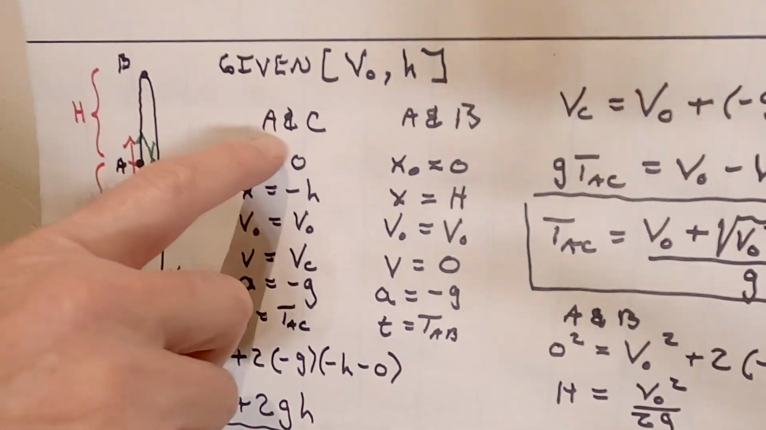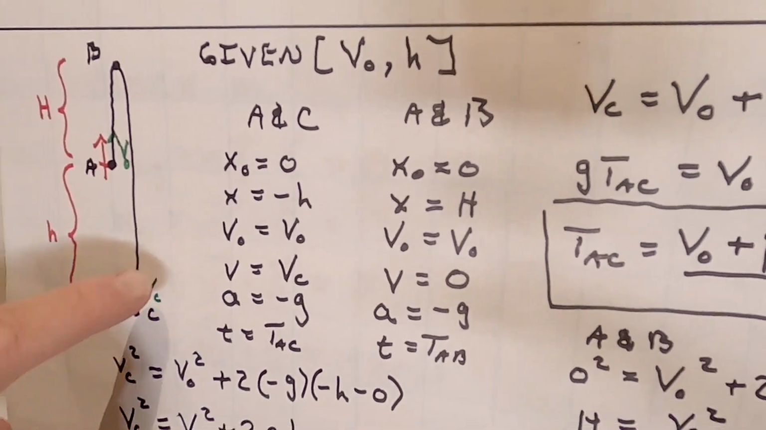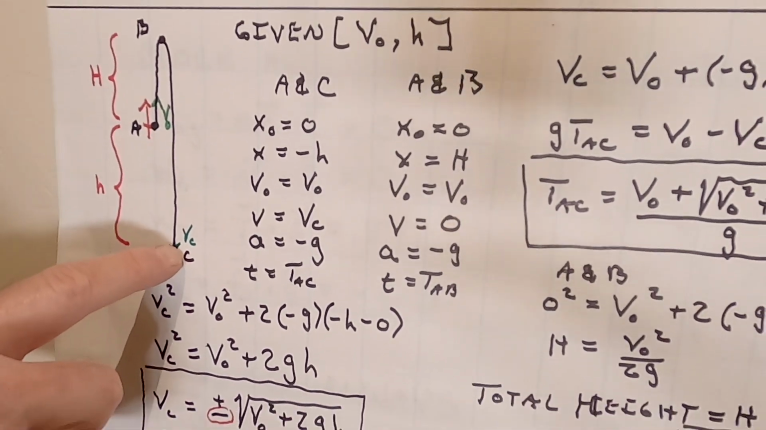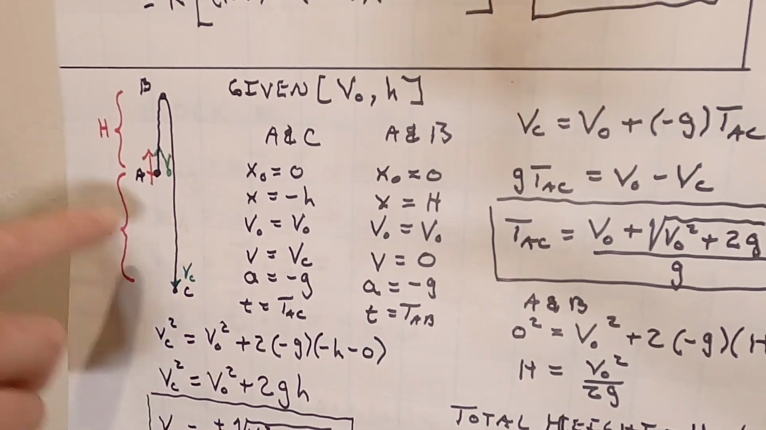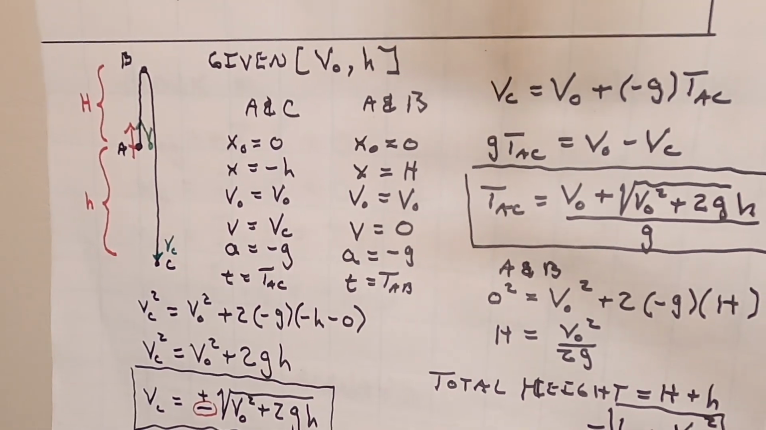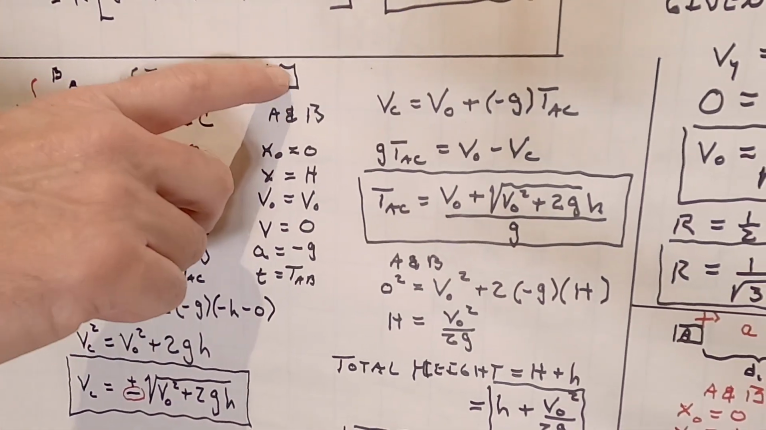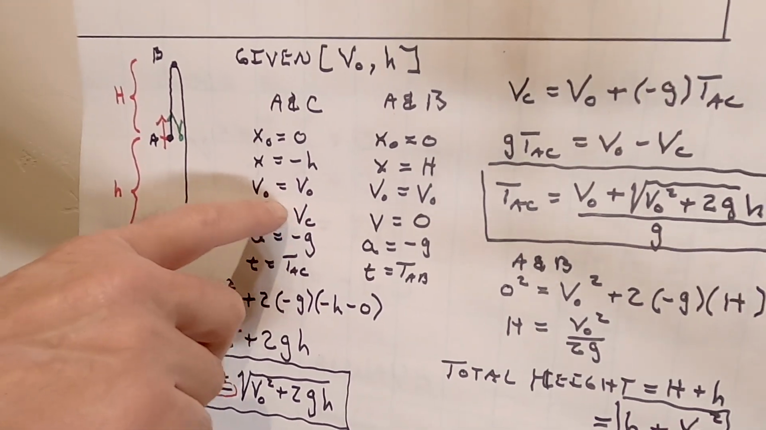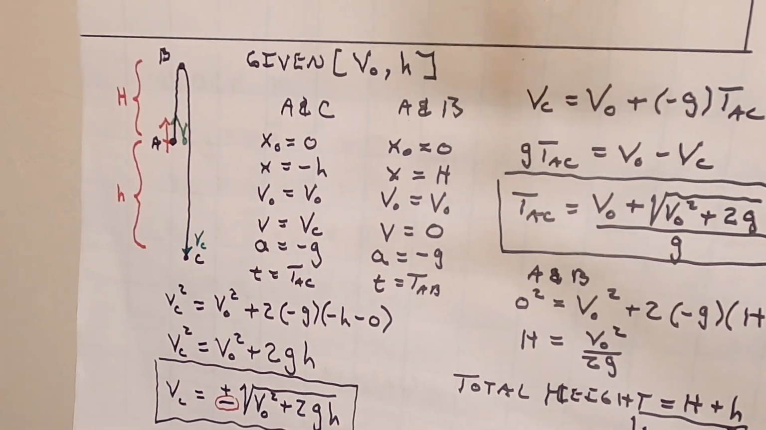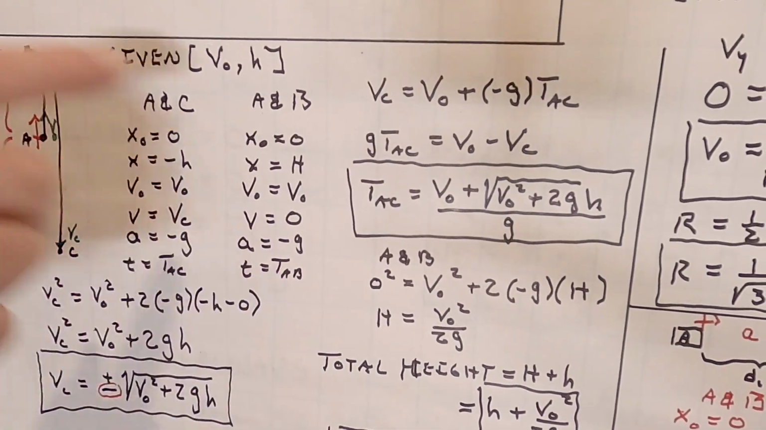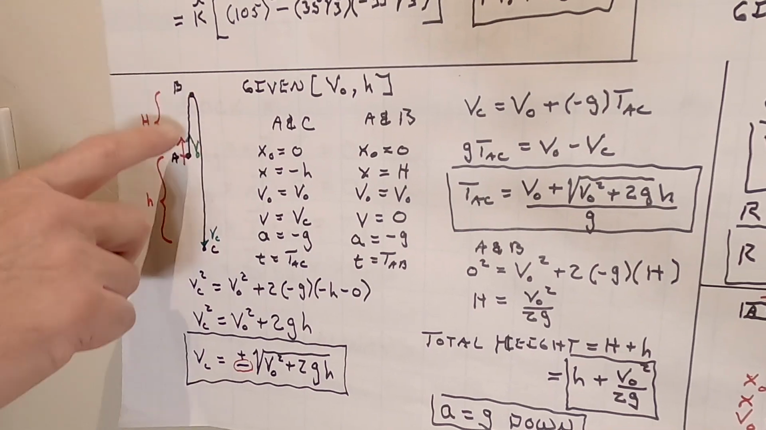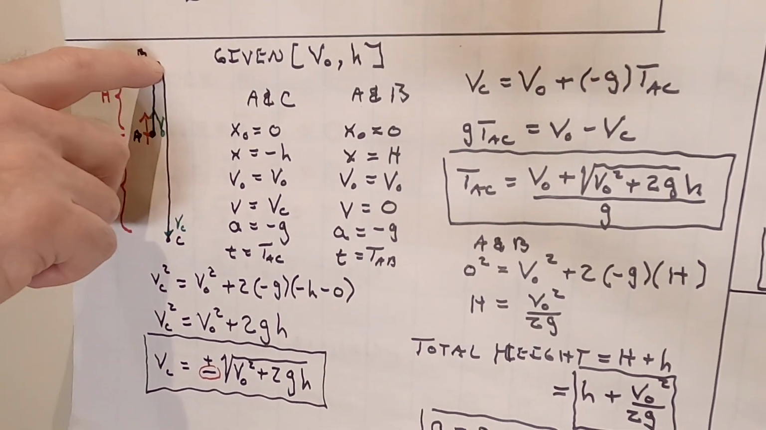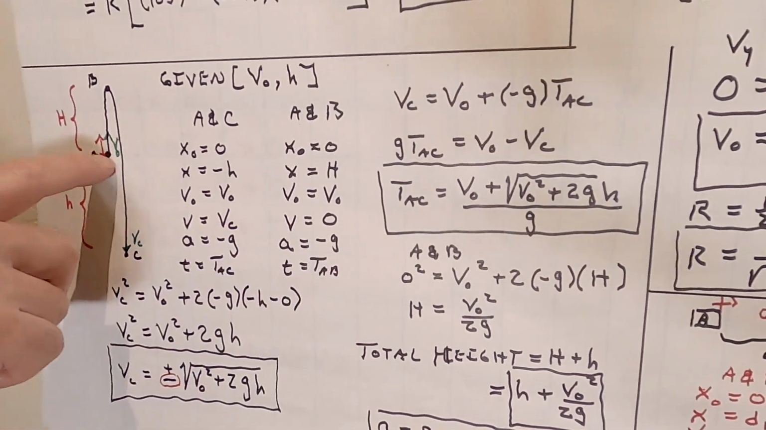So if we list everything between A and C on that red coordinate system, x sub naught is 0, the final x is negative h, v naught is 0, the final speed is vc, a is minus g, time is tAC. If I gave you the final speed and I used this coordinate system, you needed to put a minus in for final velocity because it would have been negative. If we go between A and B, now we're just going between these two points. X sub naught is 0, final x is big H, v naught is v naught, the speed up here is 0, and the time is tAB.